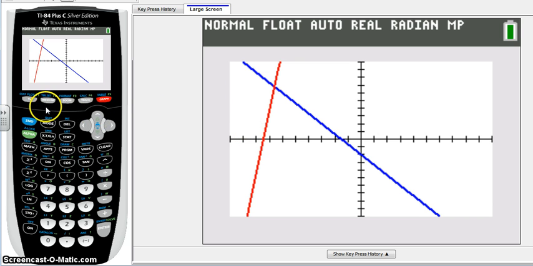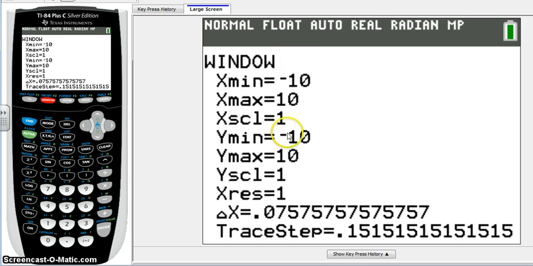So what we can do is we can change our window. If you press your window button, you'll see that our standard window sets are given with x-min and y-mins at -10, and our x and y maxes at 10, and our scale set at 1. That means that our grids increase by 1 each time as it moves along our axes.